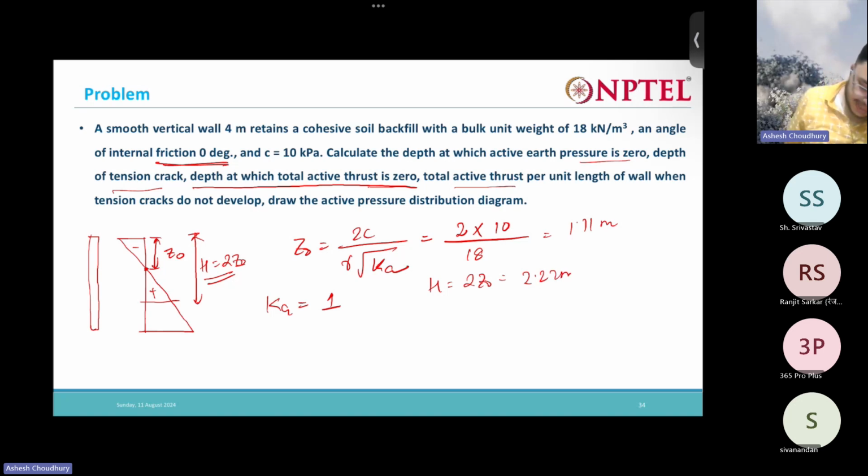Now this case is valid only when tension cracks do not develop. Sometimes tension cracks actually develop here, in the soil backfill. If tension cracks develop, this minus portion is not there. So the total earth pressure is the area of this complete triangle.